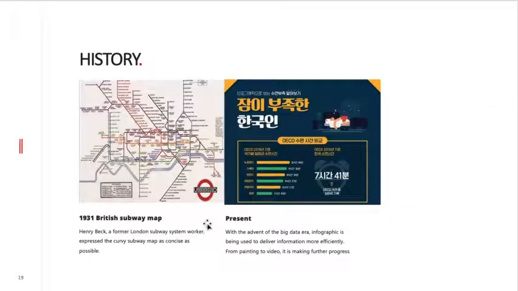The 1931 British subway line map is also an example of infographic. And these days, we live in the big data generation and strive for more efficient information delivery. Infographic is making various advances, changing from image to video. As such, we live in a history and life closely related to infographic. From now on, let's look at the various examples of infographic in Chapter 2.